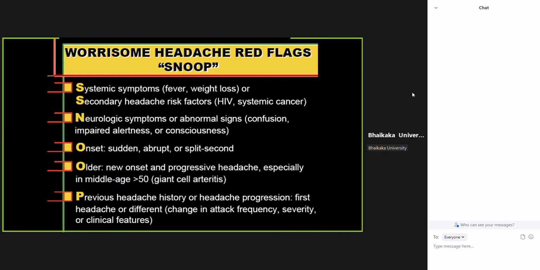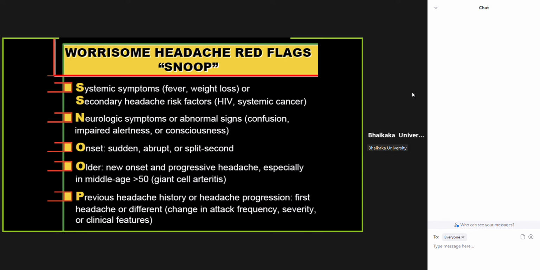We can diagnose it with the help of an arterial wall biopsy. It's very easy to treat. They respond to prednisolone, a steroid drug, and the patient would be cured. But if you miss the diagnosis, the patient may become blind because of inflammation of the retinal artery. So headache occurring for the first time in the elderly is a red flag.